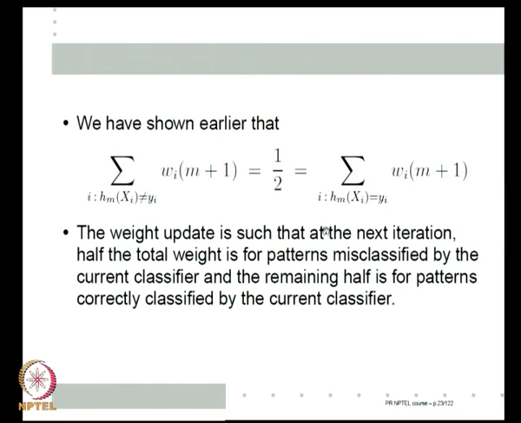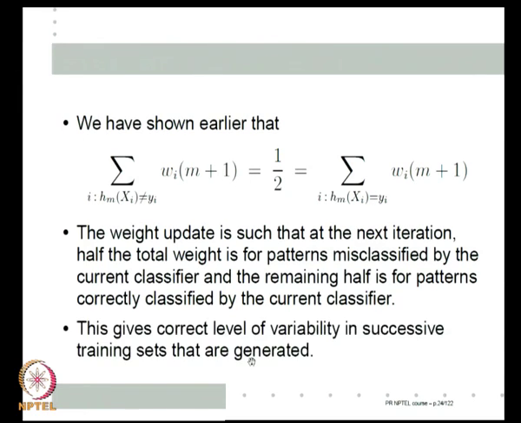Now, this is a very interesting thing about the algorithm. So this way the algorithm automatically can generate as many training sets as you want of required variability. We do not have to worry about it. The weight update equations are such that they maintain this. Okay. This gives a sufficient level of variability in successive training sets.